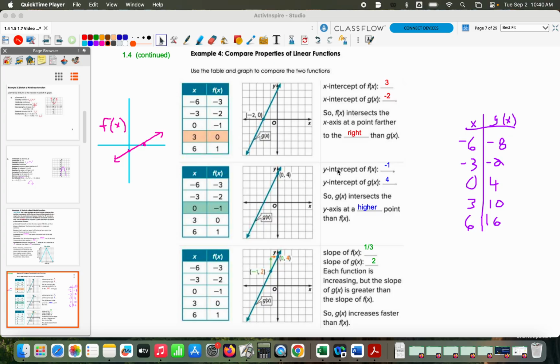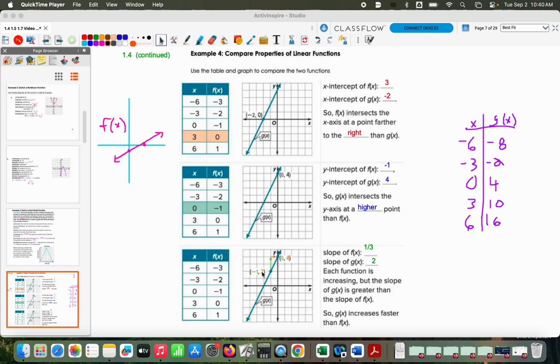If you compare y-intercepts, that's when the x value is 0, so 0, -1 would be my y-intercept. You can also see it on the graph here. If I look at the graph here, it's at 4. So g of x intersects the y-axis at a higher point. This one has a higher y-intercept than the f of x function.